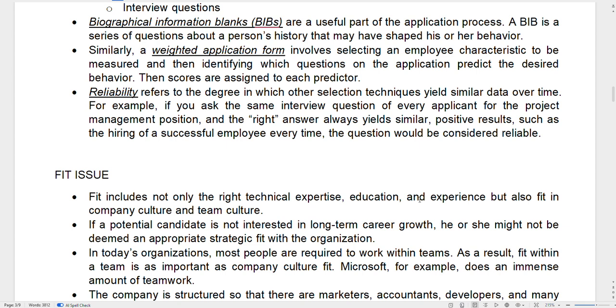So, if a potential candidate is not interested in long-term career growth, he or she might not be deemed an appropriate strategic fit with an organization. Okay? Not interested in long-term career growth eh. So, gusto niya talagang pa-try-try na, mga ganon. So, hindi talaga siya pwede doon. Lalo na if the plan of the organization is to build for a long-term career growth.